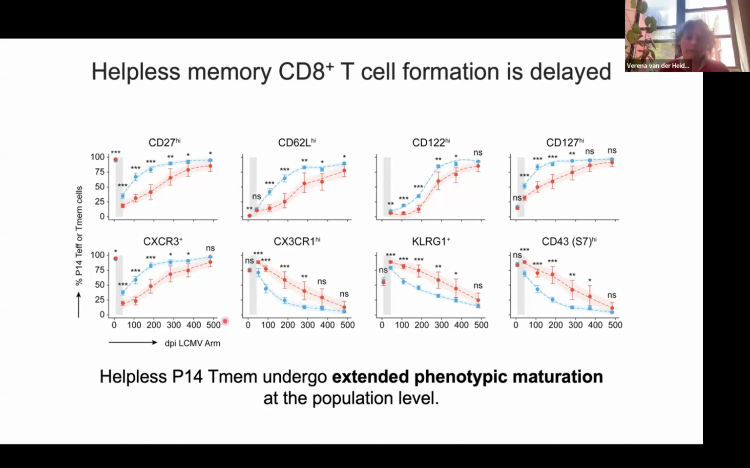What we concluded from this was basically that helpless memory T cells do mature, but they undergo this phenotypic maturation at a very delayed pace.